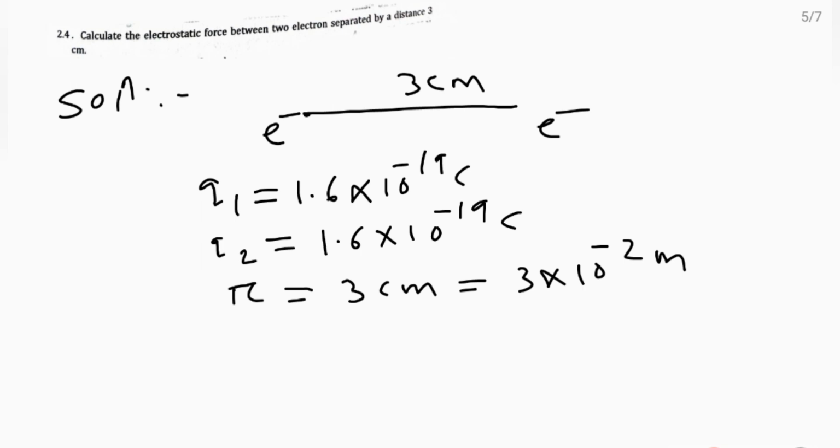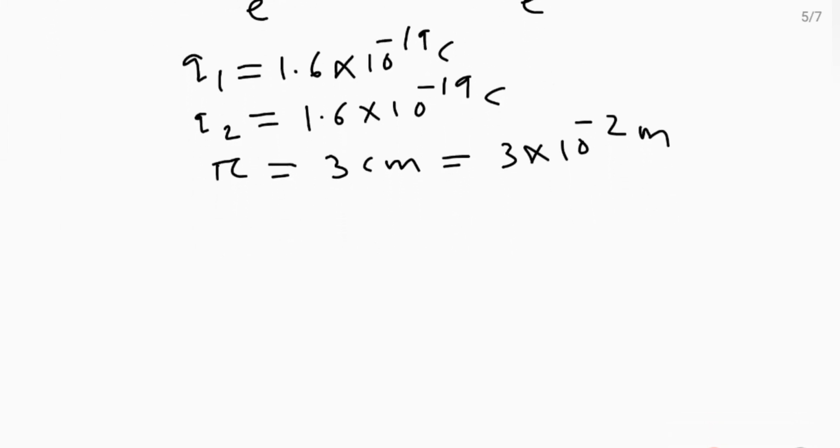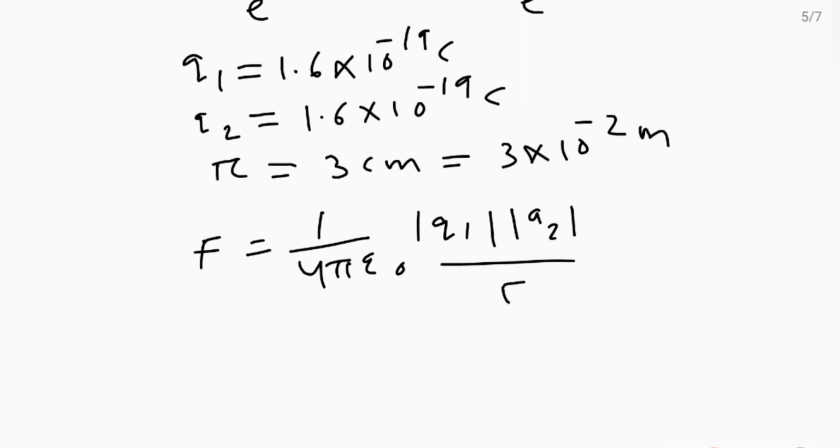So the force will be what? Force will be 1 by 4 pi epsilon, q1 modulus into q2 modulus by r square. So we know the formula, we know the value of 1 by 4 pi epsilon, how much?